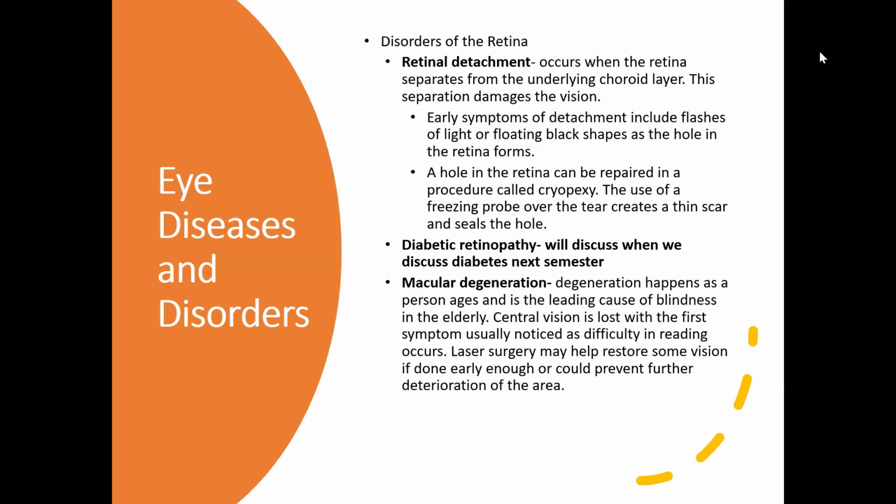Macular degeneration is degeneration that happens as a person ages and is the leading cause of blindness in the elderly. With this one, central vision is lost first, so right down the middle when you're looking straight ahead. You might notice it with difficulty in reading. Laser surgery may be helpful to restore some vision if done early or could prevent further deterioration of that area.